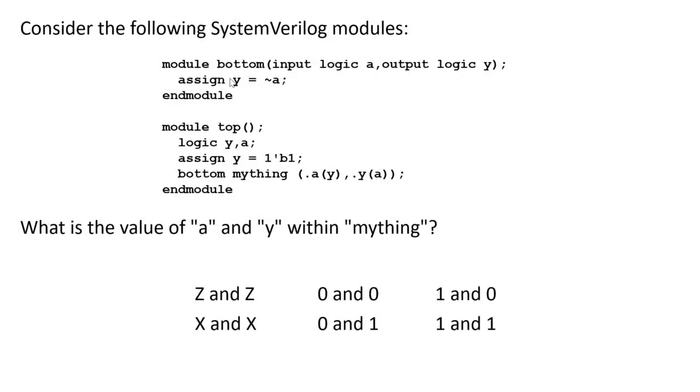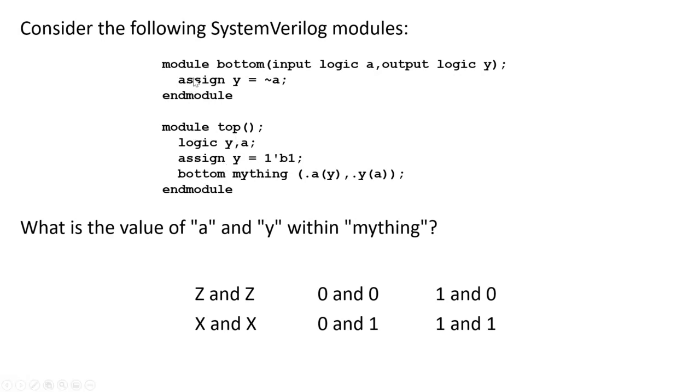Consider the following SystemVerilog modules. These represent 2 modules, and this is a mixture of structural and behavioral HDL. We have an assign statement in here, and we have an instanced module of bottom, which I called my thing, and there are some wires connected to it. I mentioned last lecture that when you have multiple modules, you have to infer the design hierarchy. You have to figure out what the relationship is with these modules.